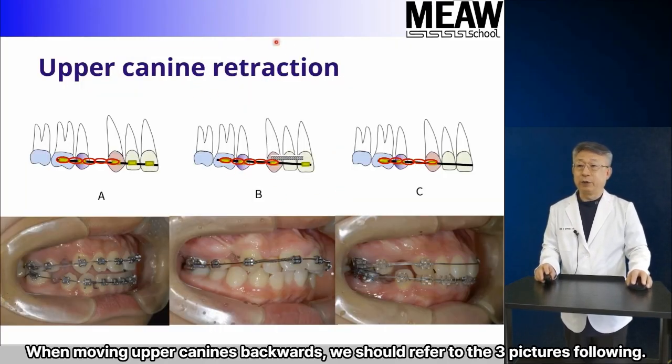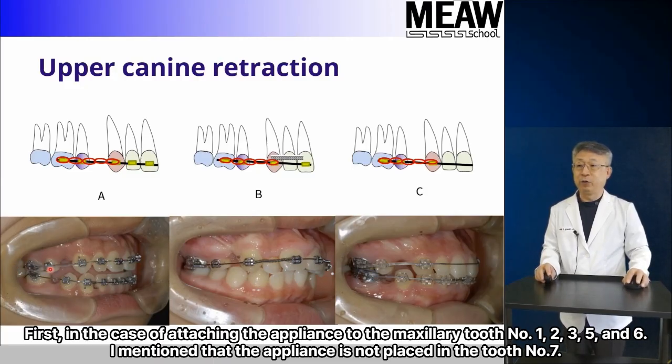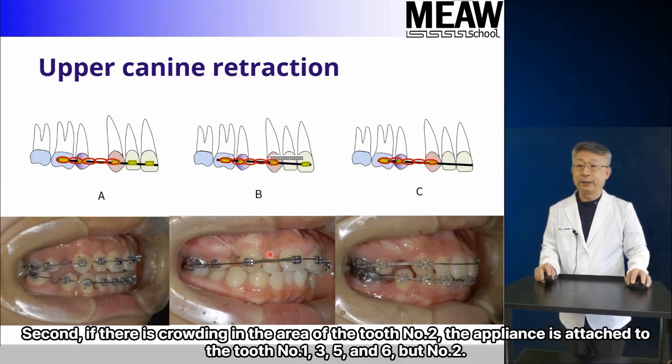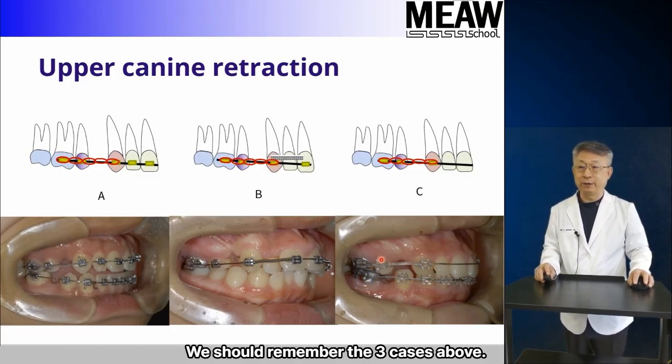When moving upper canines backwards, we should refer to the three pictures following. First, in the case of attaching the appliance to the maxillary teeth, number 1, 2, 3, 5, and 6. I mentioned that the appliance is not placed on tooth number 7. Second, if there is crowding in the area of tooth number 2, the appliance is attached to tooth number 1, 3, 5, and 6, but not number 2. Third, the appliance is not attached to upper tooth number 1 and 2, but 3, 5, and 6. We should remember the three cases above.